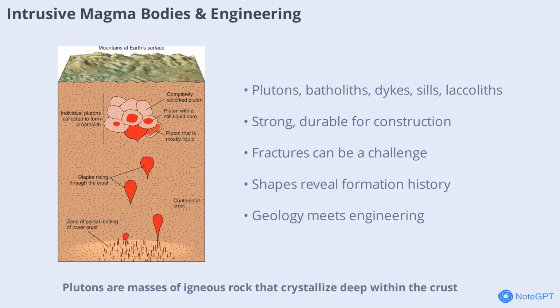Plutons are masses of igneous rock that crystallize deep within the crust, while batholiths are vast collections of plutons covering large areas. Dikes and sills are flat bodies that cut through or follow rock layers, respectively, and laccoliths are mushroom-shaped intrusions that push overlying layers upward.